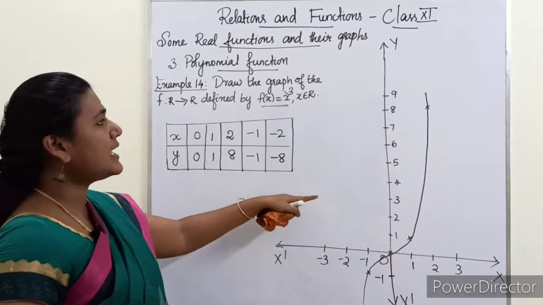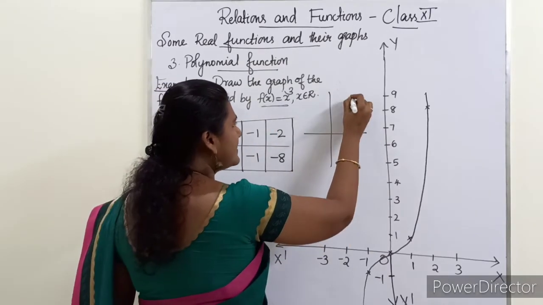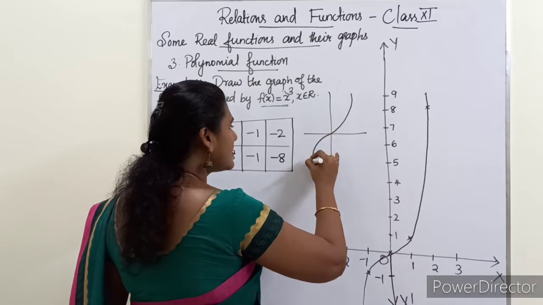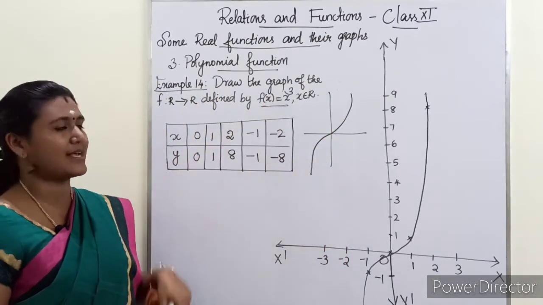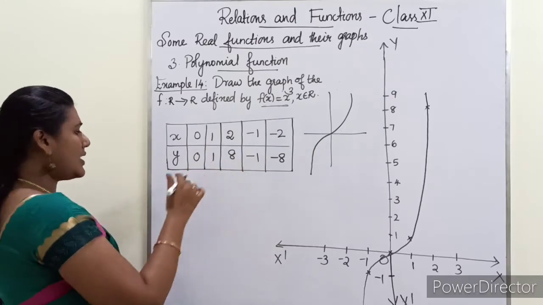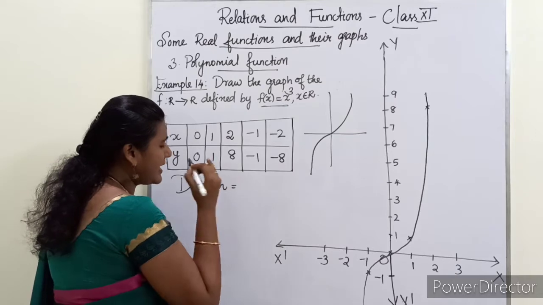So this is the graph of the cubic polynomial. Actually, you will get the graph like this. So this is the graph of a cubic polynomial f of x is equal to x cube. Now what is the domain and range? We will see here what is the domain and range.